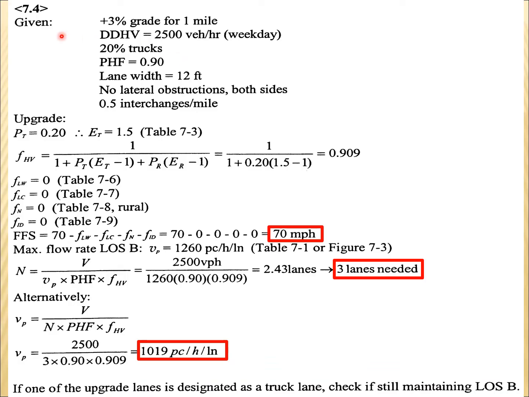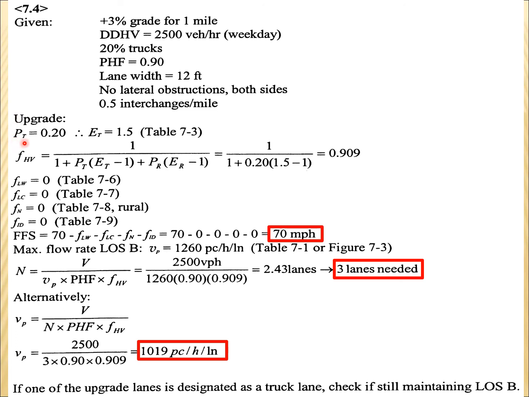Well, this is problem 7.4. Plus 3% grade for 1 mile. DDHV is given 2500 vehicles per hour. 20% trucks. PHF 0.90. Lane width 12 feet. No lateral obstructions on both sides. 0.5 interchanges per mile. So first looking at the upgrade.